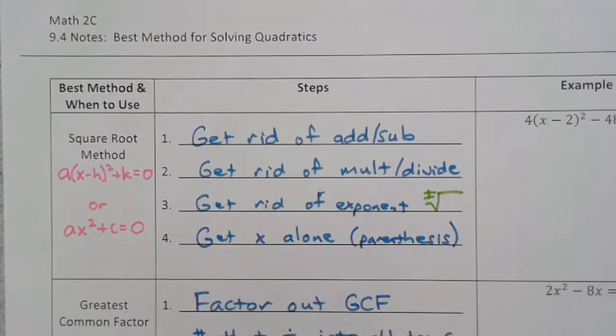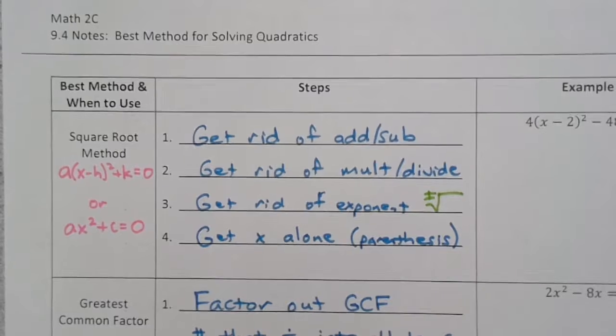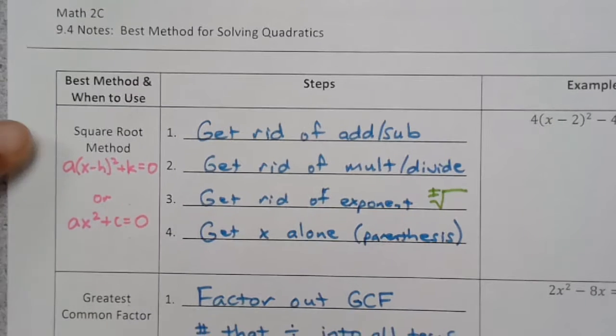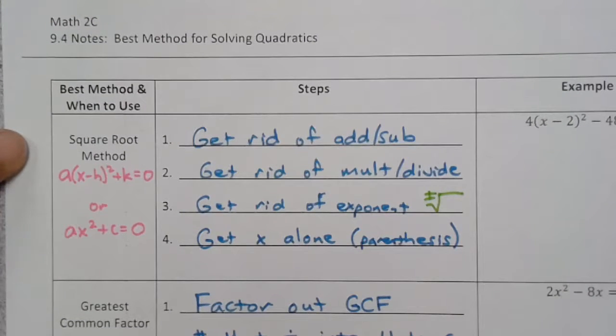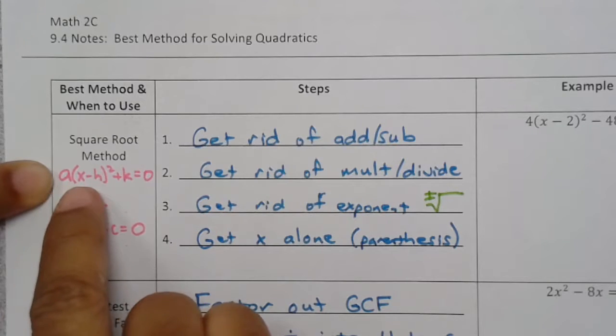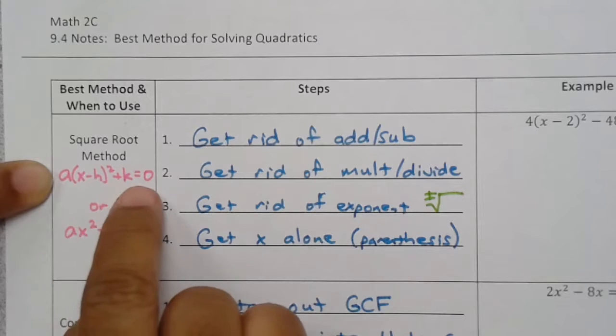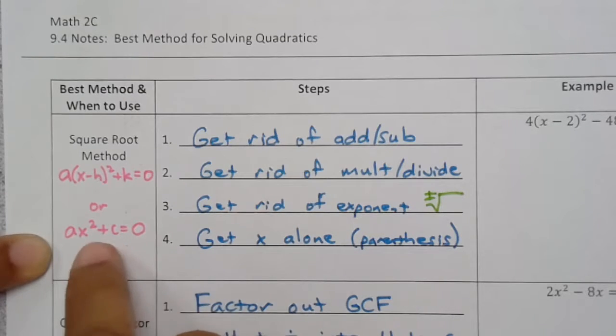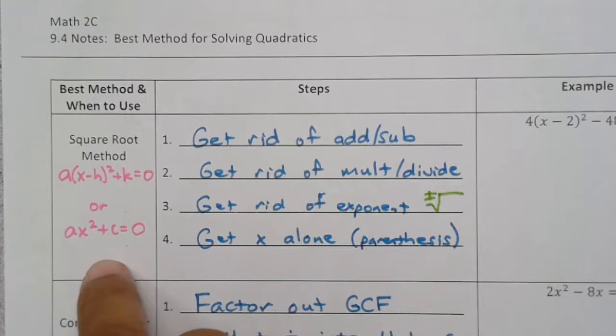Okay, we are going to be going over the 9.4 notes, which is the best method to solve any quadratic. There are basically four methods that we're really going to go to. The first method is called the square root method. The square root method is going to be used if it's in this form, where it looks like a parenthesis x minus h squared plus k, or ax squared plus c equals 0. Basically, the bx is missing.